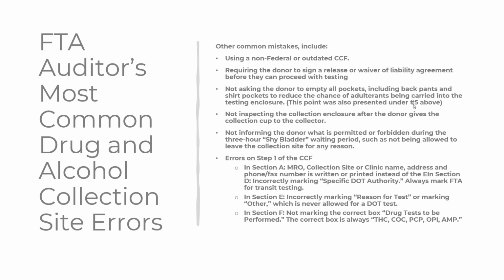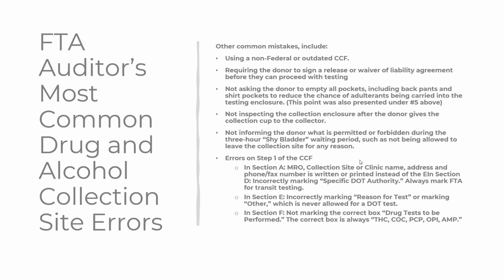Other mistakes that they found: using a non-federal or outdated chain of custody. That's a huge one, right? You make sure you're using the right authority. Requiring donors to sign a release or waiver of liability before they go on with the testing. Asking donors to empty all of their pockets, including their back pants and shirts, to reduce the chance of adulterants being brought into the collection location.